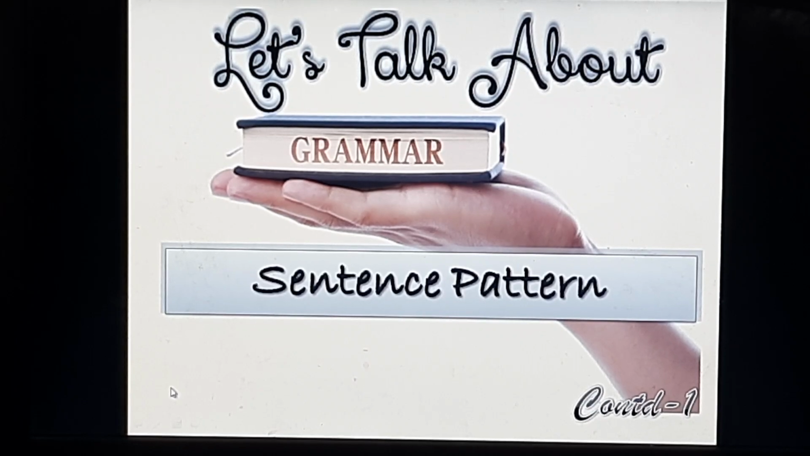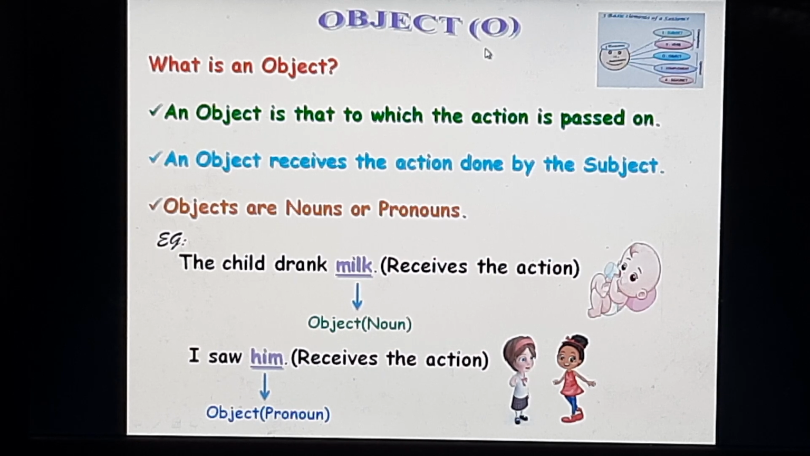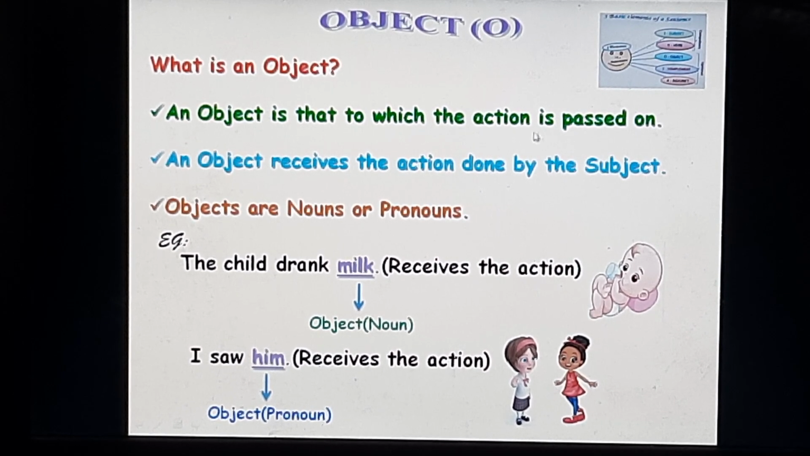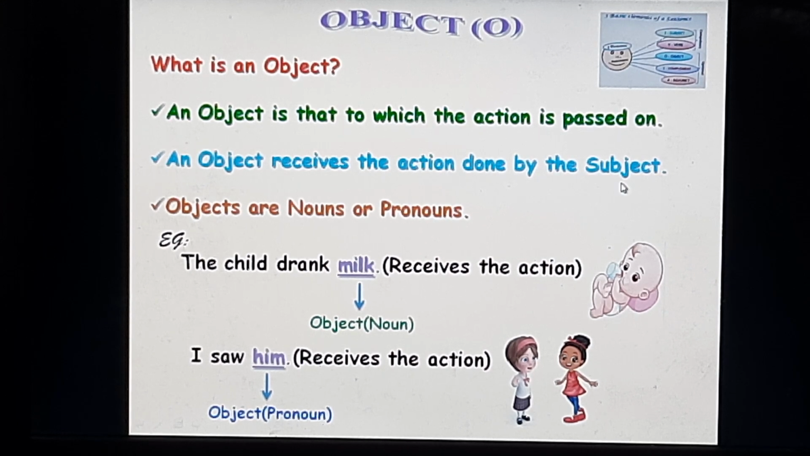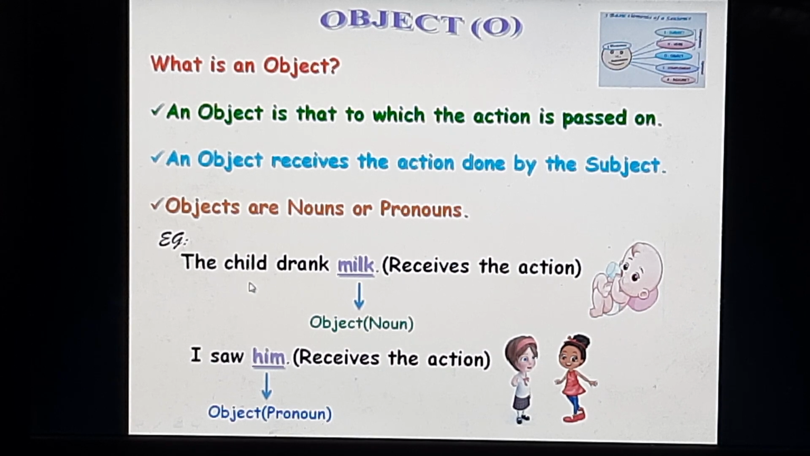Let's continue, children. We shall learn about object, which is the third basic element in a sentence denoted by O. What is an object? An object is that to which the action is passed on. That is, the object receives the action done by the subject. Objects are nouns or pronouns. Like in this example, the child drank milk. Milk is the object.